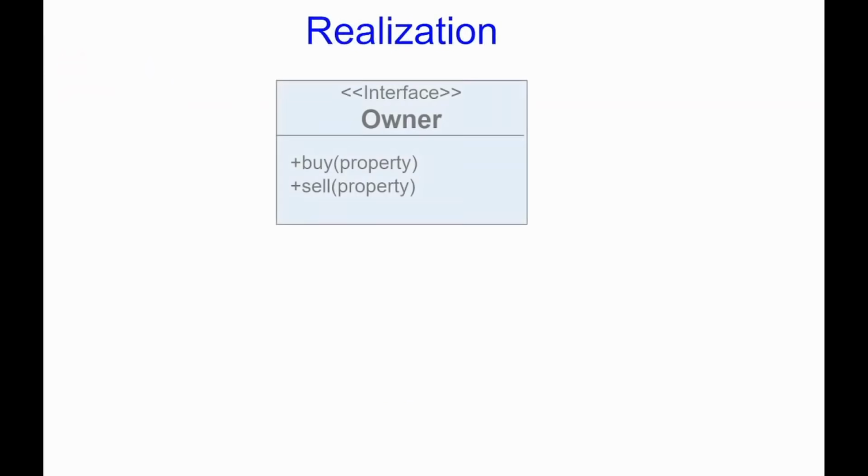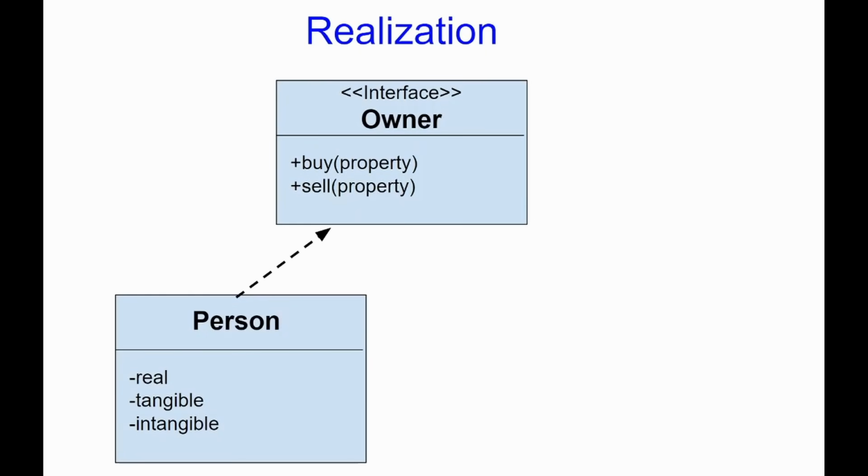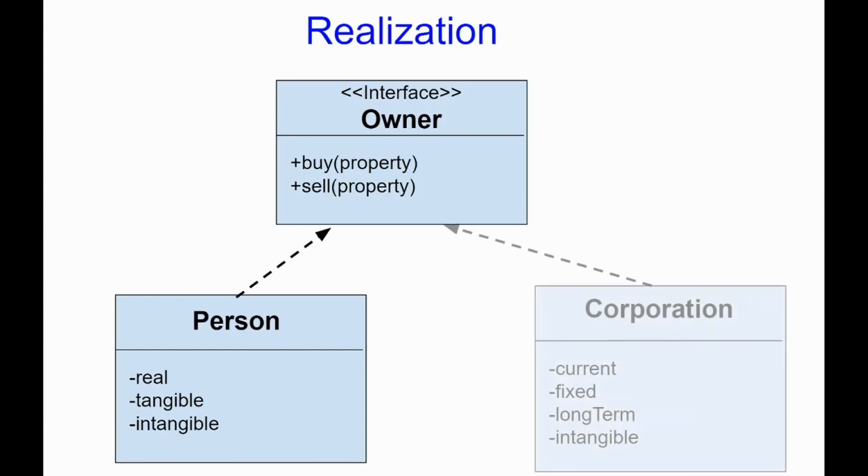Realization. Usually this refers to the relationships between an interface and objects that implement this interface. For example, the owner interface has methods for buying and selling private property, and the relationships between the owner interface and the person and corporation classes that implement this interface are depicted by a dashed line with an arrowhead pointing at the interface.